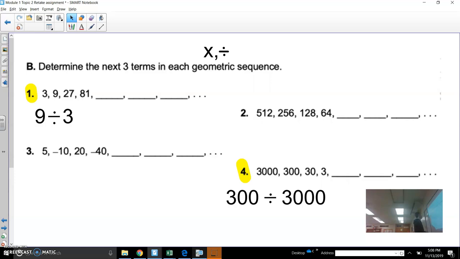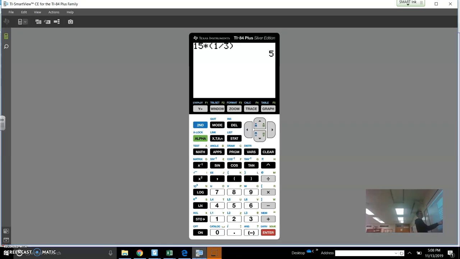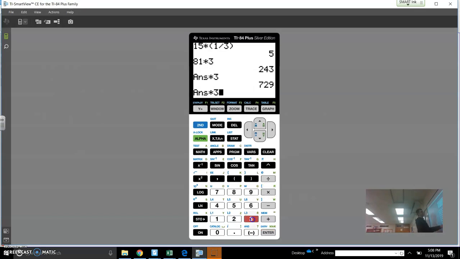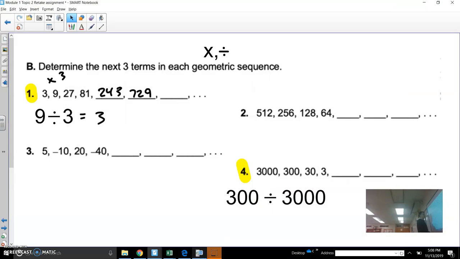So let's start by saying 9 divided by 3 would be 3. And this tells me what number I am multiplying by over and over and over to get the next few numbers. 9 times 3 is 27. 27 times 3 is 81. Let's take a moment to do 81 times 3. 243. Multiply that by 3 to get 729. And maybe one more time, let's multiply that by 3 to get 2187.